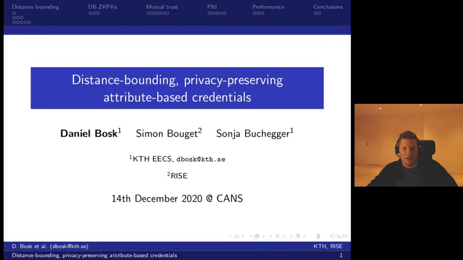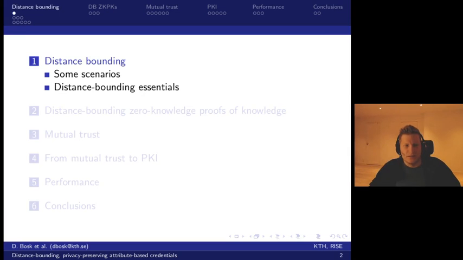Hello, I'm Daniel Bosk, and I'm going to talk about distance-bounding privacy-preserving attribute-based credentials. Quite a long title, lots of words in there. We'll start discussing what distance bounding is, because this is perhaps not familiar to most people.